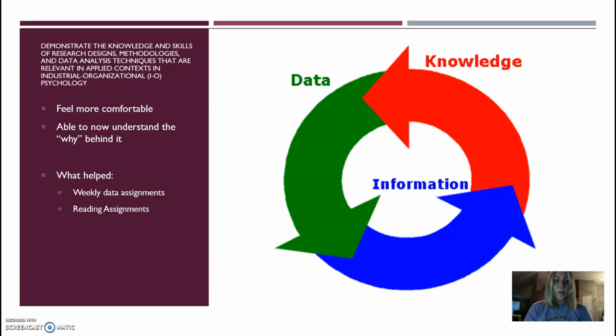And what really helped with this is mainly just the weekly data assignments, being able to look at this on a much smaller scale and practice these skills and understand the different methodologies, as well as the reading assignments. The reading assignments really hone in on the different techniques and what exactly they meant and what went into them for us to be able to get the output during the different types of analyses.